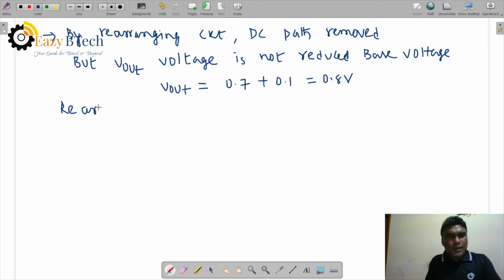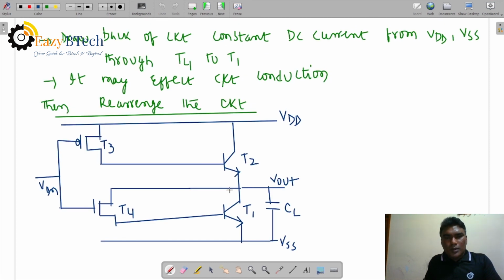Rearrange the circuit again, but with load capacitance. So what happened? This path is removed from here to here and placed over here. Then what happens here? The capacitor is discharging when V in is equal to 1.